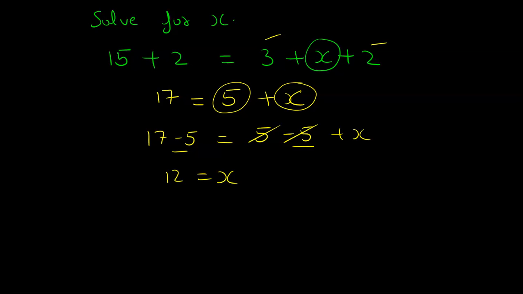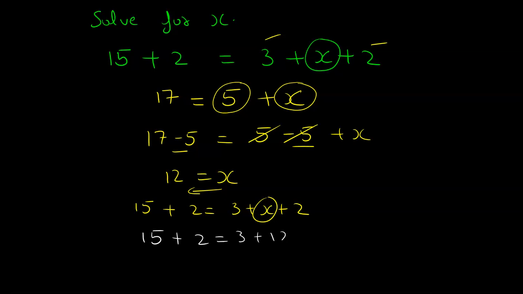To make sure this answer is right, that they are equal to each other, let's input the value. We have the original equation, 15 plus 2 is equal to 3 plus x plus 2, and we know the value of x is 12, so we will input 12. 15 plus 2 is equal to 3 plus 12 plus 2. 15 plus 2 is 17. 3 plus 12 is 15. 15 plus 2, 17. Hence it is proved the left hand side is equal to the right hand side. It's pretty easy to do once you have done enough practice.